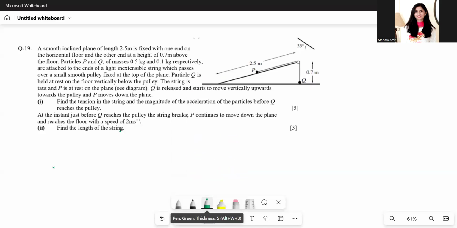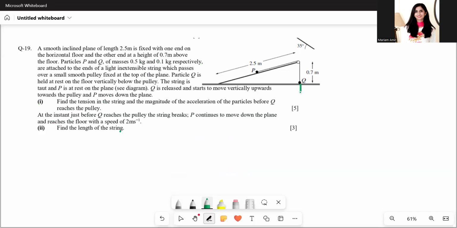Question number 19, worksheet connected particles. A smooth inclined plane of length 2.5 meters is fixed on one end on the horizontal floor and the other end at a height of 0.7 meters above the floor. Particles P and Q have masses 0.5 and 0.1 kg respectively. Okay, let's show this in the figure.